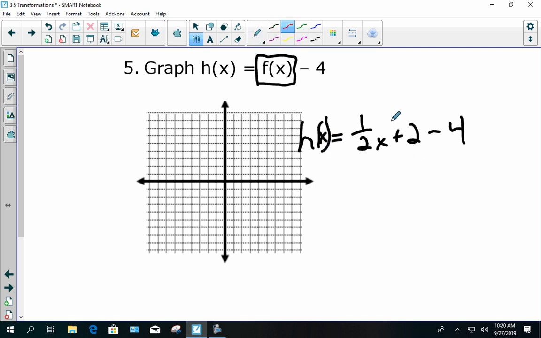So now I combine like terms. Here are my like terms. I combine them. What is 2 minus 4? 1/2 x minus 2. That is h of x. Now I can graph this. I go to negative 2. Up 1 over 2. Up 1 over 2. Connect my dots. Bam. There it is. We good? Okay.